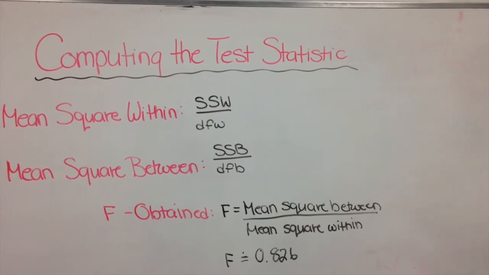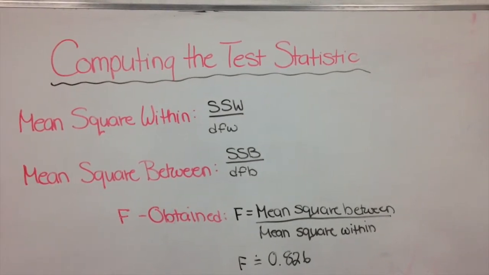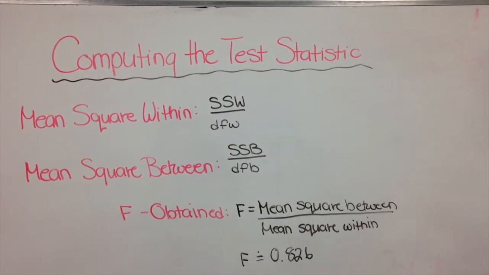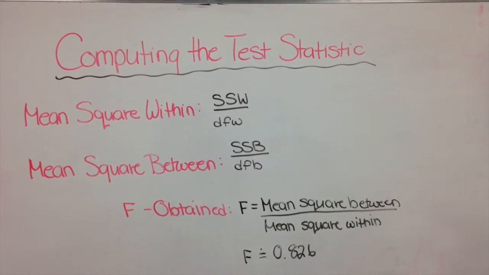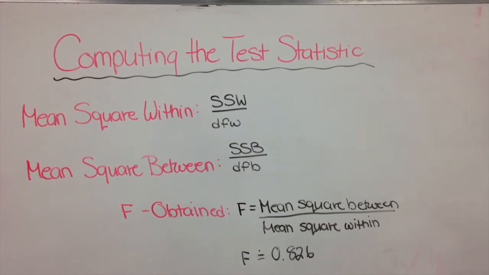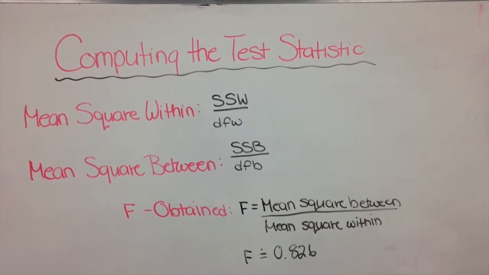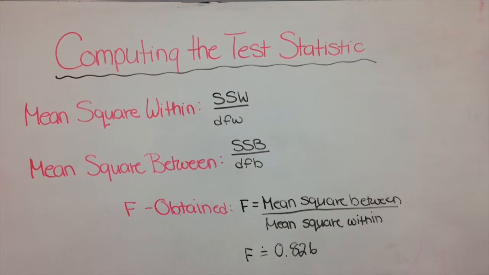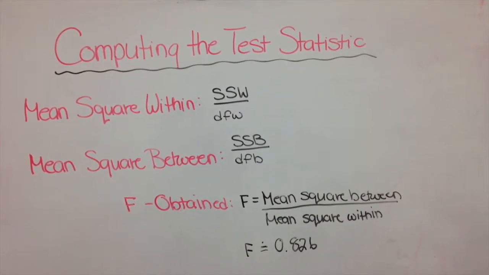The fourth step is to compute the test statistic. We must use the degrees of freedom, DFB and DFW in this case. We are interested in constructing the mean square estimates to the population variance. First, we compute the mean square within. Second, we compute the between estimate. Once we have these numbers, we compute the F obtained.